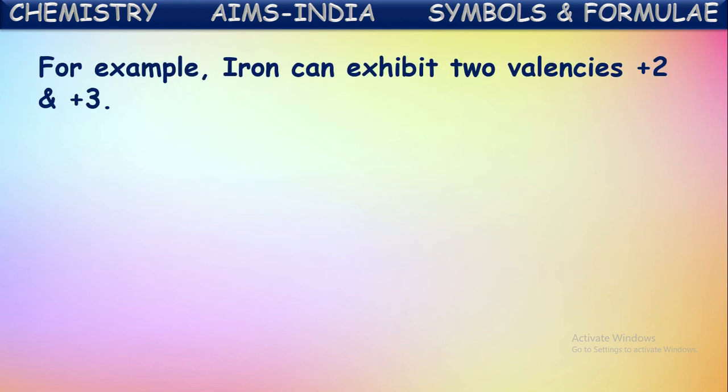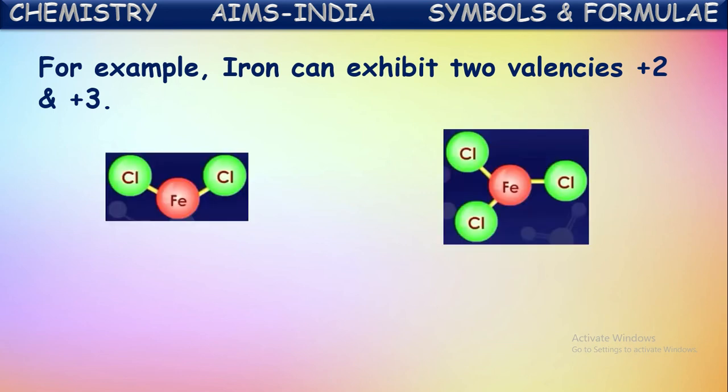Let us do an example here. For example, iron can exhibit two valencies, plus 2 and plus 3. See here, iron combined with two chlorine atoms. Each chlorine atom valency is 1, so iron valency becomes 2. And here, three chlorine atoms are combining with iron, so iron valency in this compound is 3. Now, the same iron exhibits two different valencies. How to name these two different ions? That's what we are going to see.